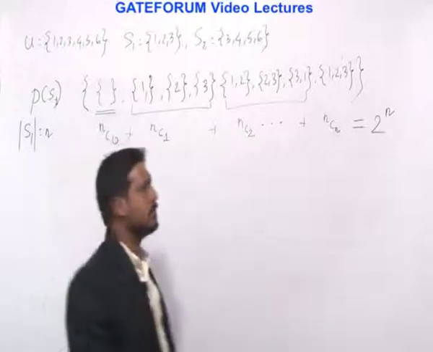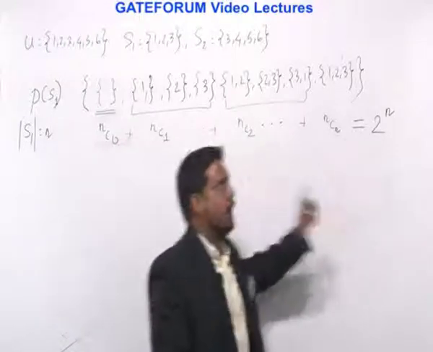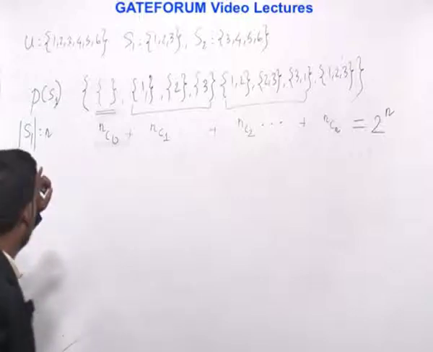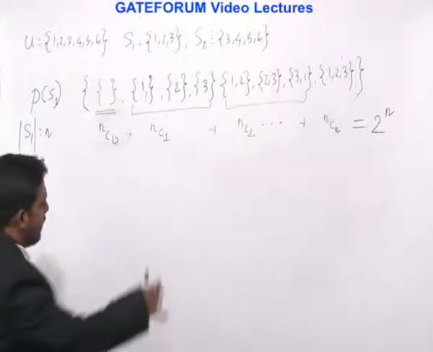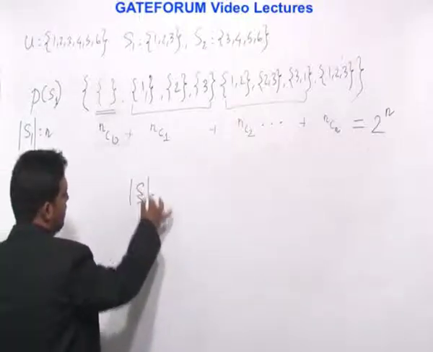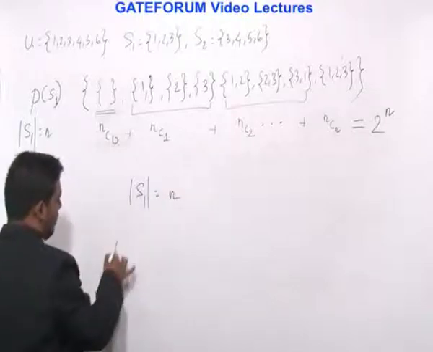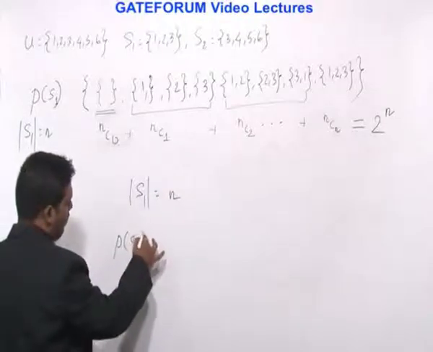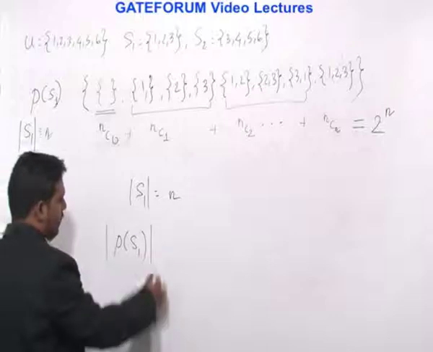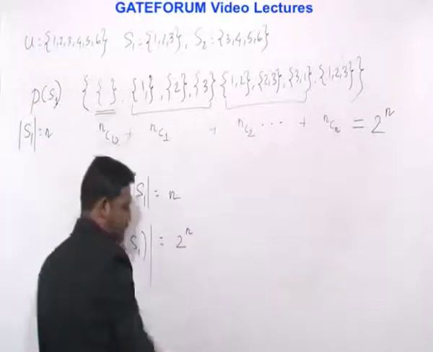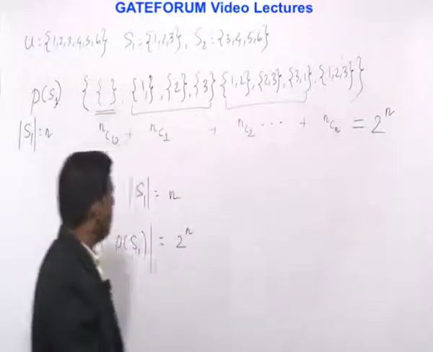This is a very common series, and this is equal to nothing but 2 to the power n. So if the cardinality of a set S1 is equal to n, the cardinality of the power set of S1, remember the notation, is 2 to the power n. Very small, very simple thing.